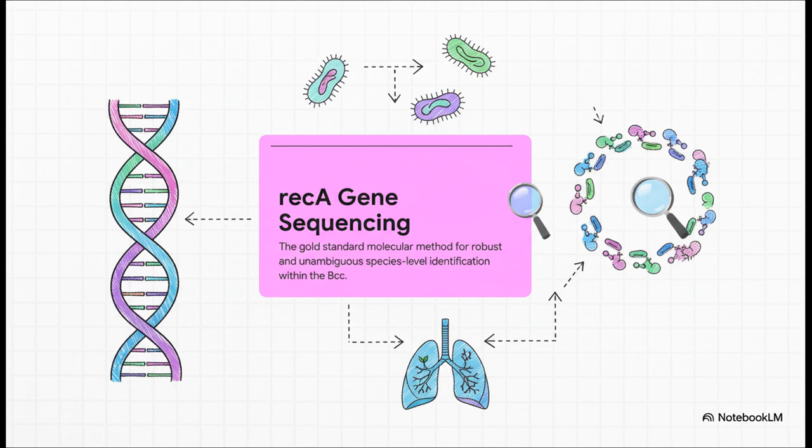And the reason this is so critical can literally be a matter of life and death. A patient with Burkholderia multivorans might still be eligible for a lung transplant. A patient with, say, Burkholderia cepacia often isn't. The identification your lab reports can directly impact a patient's access to that kind of life-saving treatment.